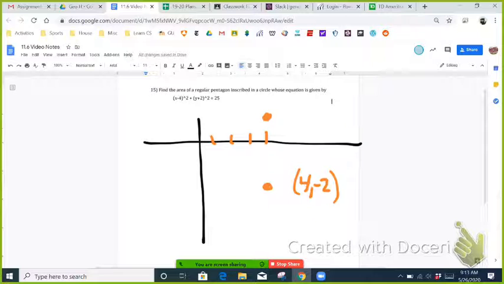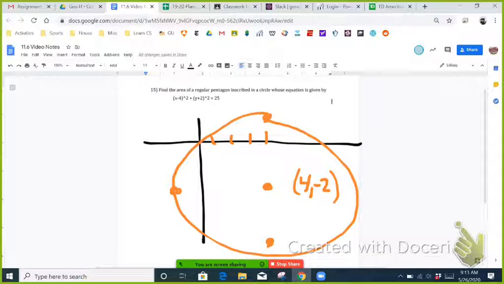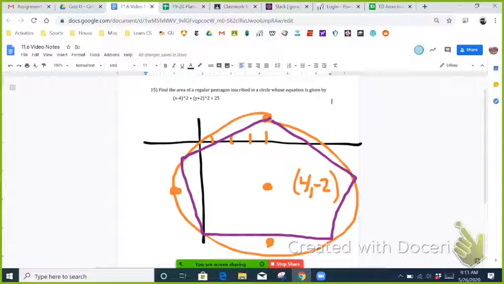That's going to be 5 units away. This will be 5 units away, and that'll be 5 units away. So that's what our circle looks like. And the pentagon, and again, this distance right here is 5. And then the pentagon is inscribed in the circle. So it would look something like this. Okay, not perfect. And then the pentagon, you could break it up into triangles.